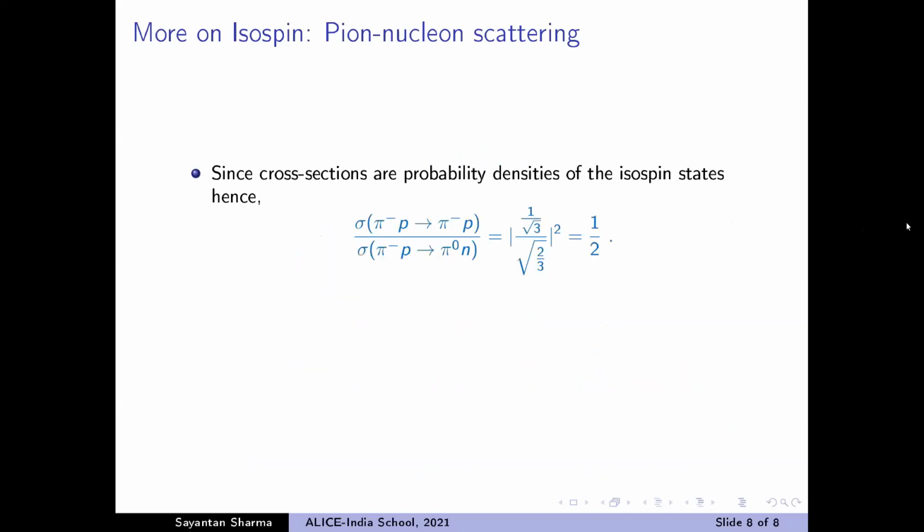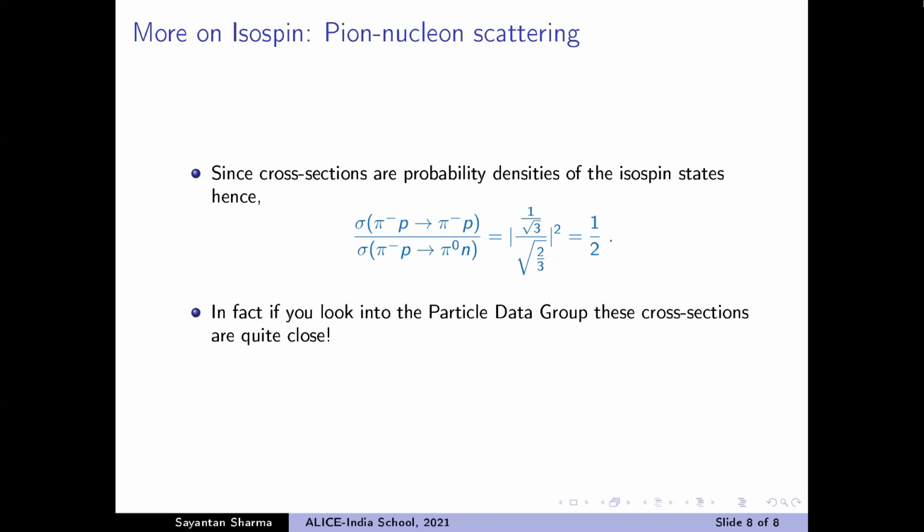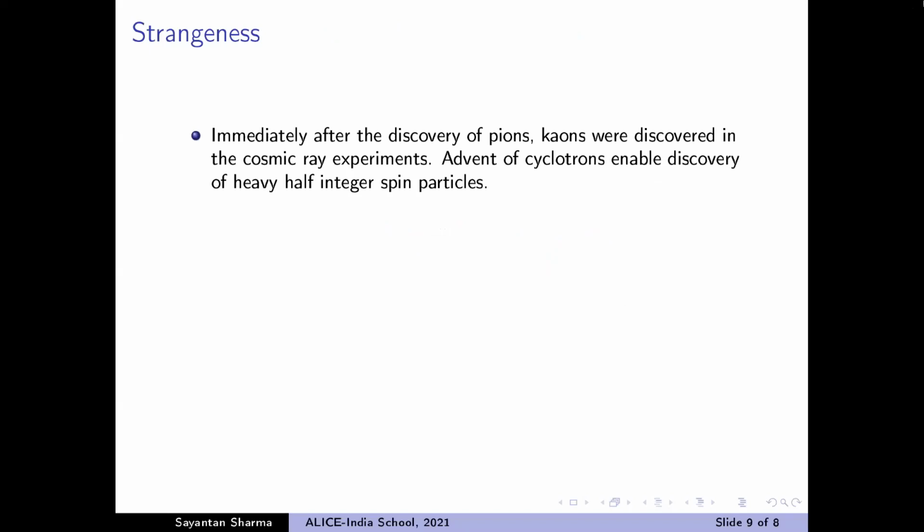Since the cross sections are probability densities, you have to take a mod square of the amplitudes. Since pi minus p comes with an amplitude 1 by square root of 3 and the other one with square root of 2/3, you take a mod square of it, and you will see that the ratio of cross sections is 1:2. And in fact, if you look at the particle data book, you will see that they are very close to each other. So this is one of the applications of isospin. And so I will end with something on strangeness.